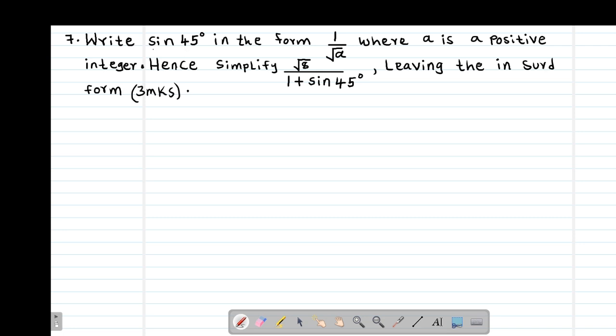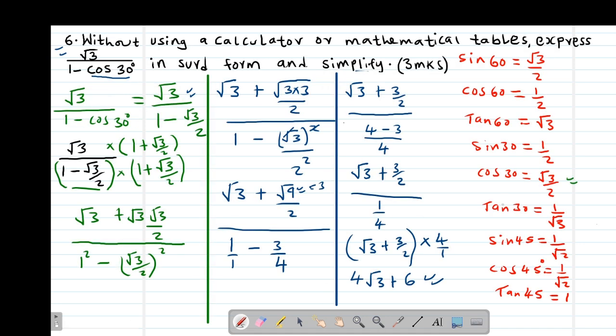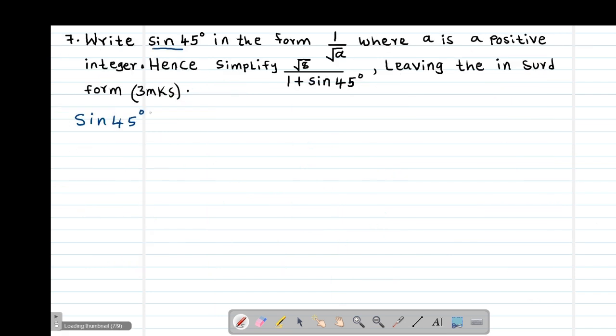So we are told to write sine of 45 in terms of 1 over the root of a. Therefore we'll simply check the equivalence of sine 45 from our trigonometric ratios. Sine 45 was 1 over root 2, so this is equal to 1 over the root of 2. Then I'll simply rewrite the equation. We have expressed sine 45 in terms of 1 over the root of a, where a is 2 for this particular case.